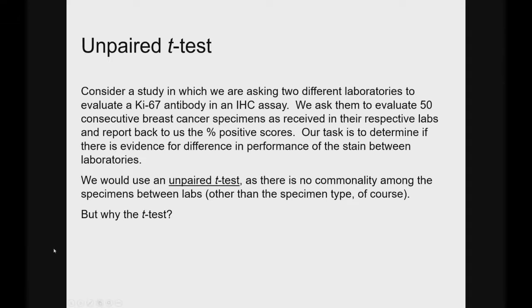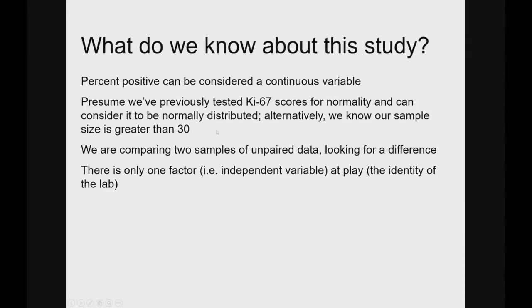Unpaired t-test. Now, I'm going to stick with this example we put out there before, 2 different laboratories. Let's say our antibody assay is based on the Ki67 biomarker. We ask these labs to take their 50 consecutive breast cancer specimens that they get during the course of their normal work, stain them with our assay, score them, and report back the percent positive scores. And we want to find out if there's any evidence that our assay is performing differently between the 2 laboratories. We're going to use an unpaired t-test because it's pretty obvious this is not a paired specimen scenario. We said they're each analyzing their own specimens.